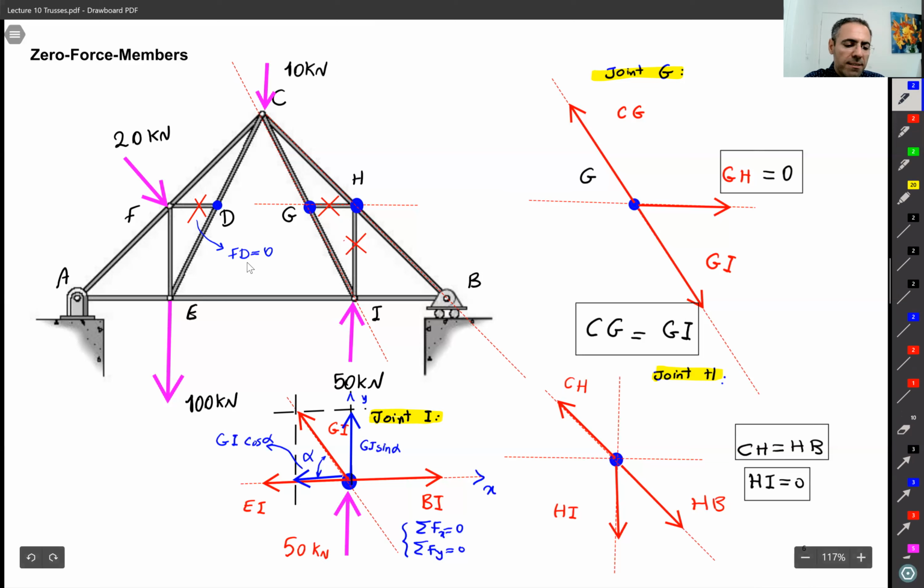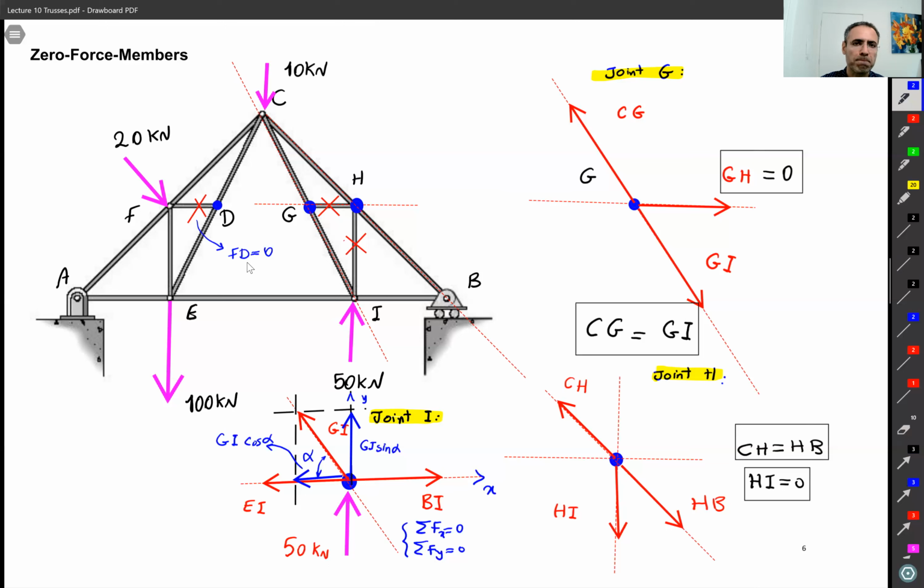Okay, these members are called zero force members. It means if you take them out, nothing bad is going to happen to this structure. It's not going to fail because they are zero force members. Now the main question is, if they are 0, if they are useless, then what's the point of putting them there? Because it makes our structure more expensive, and also it makes it heavier. What's then the point of adding them to a truss?